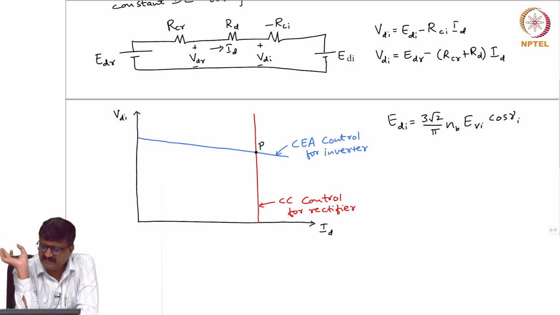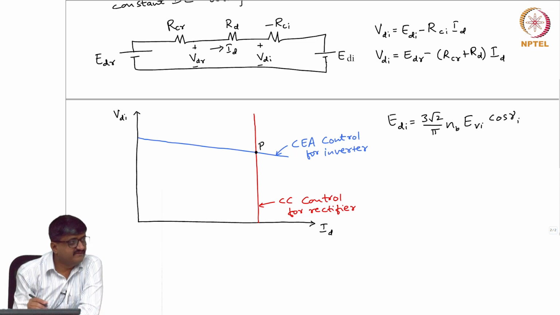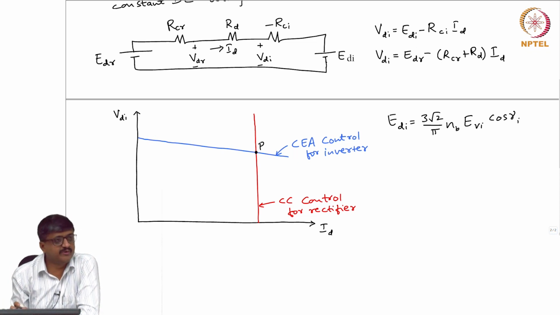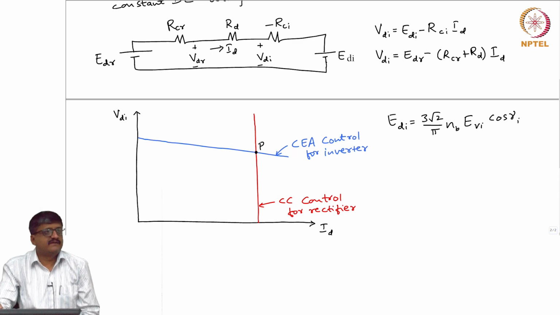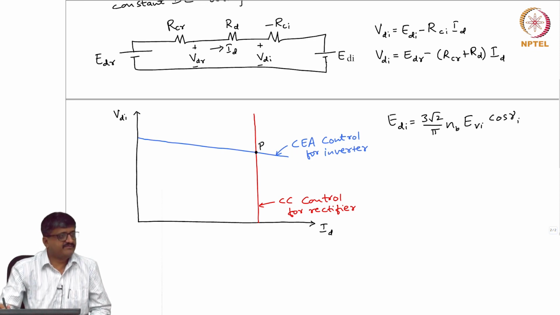So, we employ CEA control for the inverter and CC control for the rectifier, meaning these two controllers will give two characteristics in steady state, which are both straight lines. One is a vertical line, the other is a line with a negative slope. The intersection of these two is the point of operation. The values of VDI and ID are obtained at this point of intersection. Okay. Now, there are some problems.